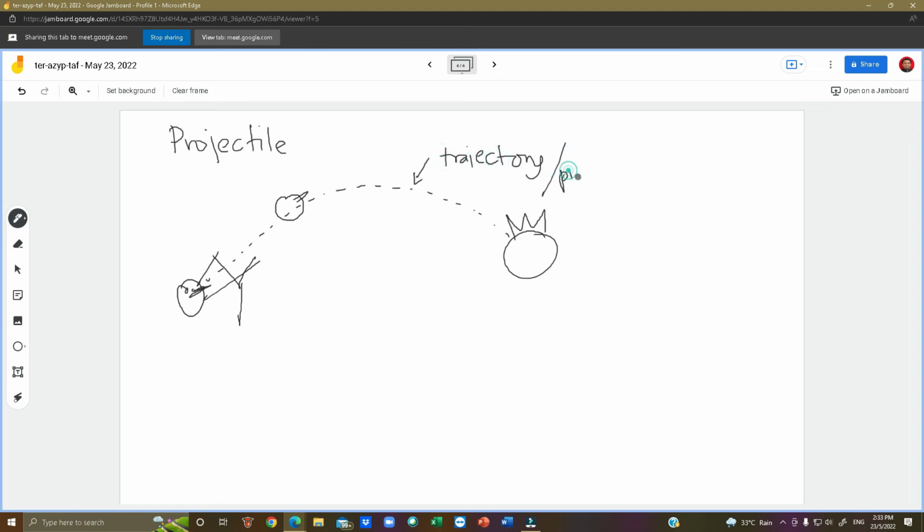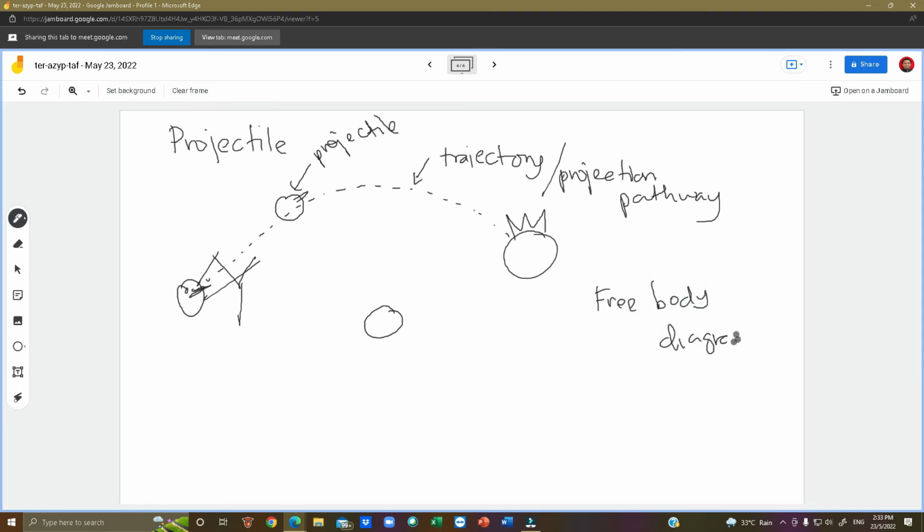Ataupun projection pathway. Kalau ini projection pathway, automatically ini projectile. Okay, apa itu projectile? Projectile is a free body diagram. Selalu nanti kamu akan jumpa term ni. Free body diagram. Okay, a free body diagram is actually any object which is subjected to several properties.